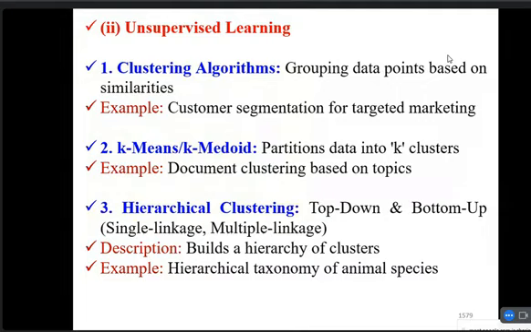In unsupervised learning, we have clustering algorithms. How can you define clustering, Ramchand? Cluster is basically a collection of a group of objects having similar behavior in nature. That is called clustering: grouping of data points based on similarities. Example, customer segmentation for targeted marketing. Okay, sir, so we have K-means.